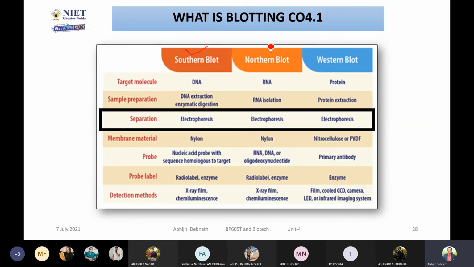So Southern, Northern and Eastern. All of you are aware that DNA goes to mRNA to protein. This is the central dogma of molecular biology: DNA, RNA to protein. So south, north and west: Southern blot, Northern blot and Western blot. You should remember in this manner. In the exam there will be a question: write the differences between Southern blotting, Northern blotting and Western blotting. Southern blotting is for the DNA. Northern is for the RNA and Western for the protein.